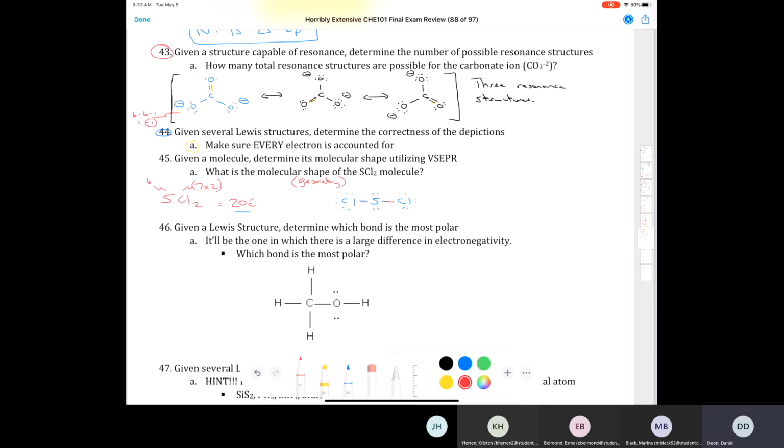So that means I have 4 regions of electron density that are going to try to get as far away from each other as possible. Therefore, they're going to adopt a tetrahedral electron geometry. But remember, there's a difference between electron geometry and molecular geometry. So let's draw the tetrahedron.